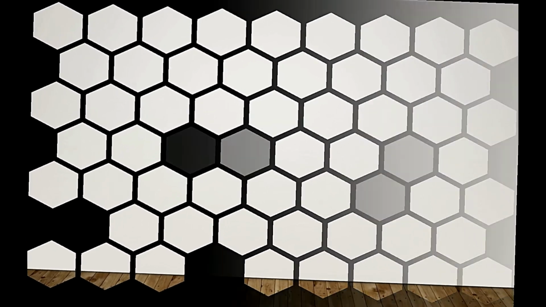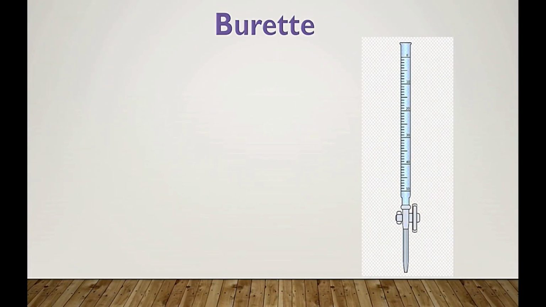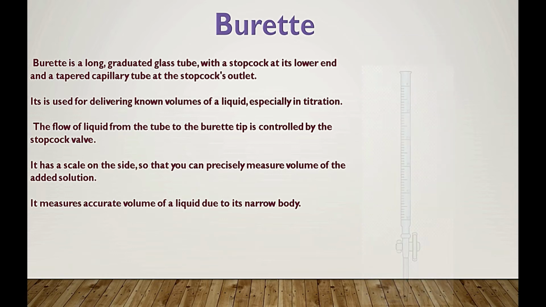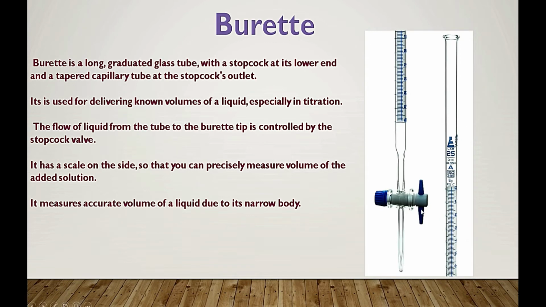Another important apparatus is burette. A burette is a long graduated glass tube with a stopcock at its lower end and a tapered capillary tube at its stopcock's outlet. Here you can see this is the stopcock and capillary tube over here. It is used for delivering known volumes of a liquid, especially in titration. A flow of liquid from the tube to the burette tip is controlled by a stopcock valve.